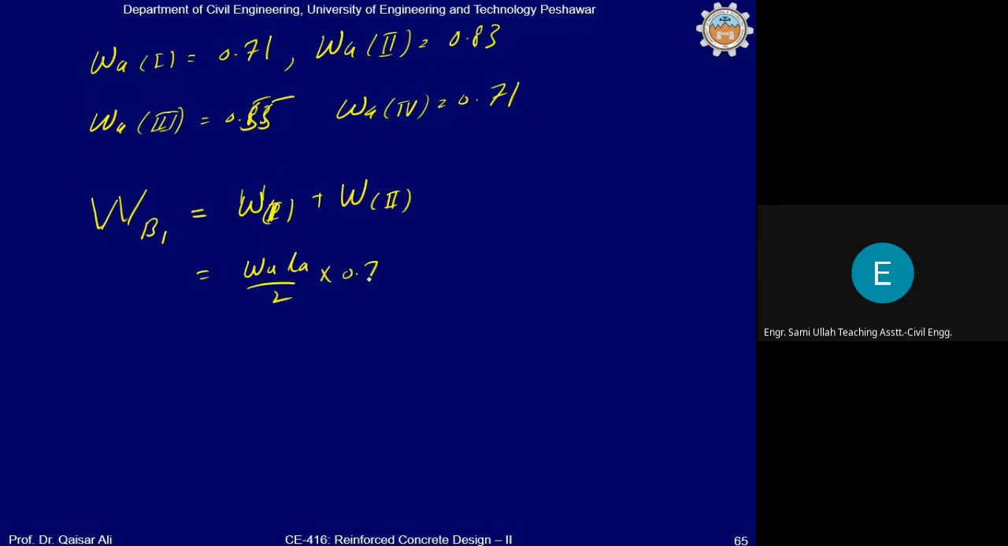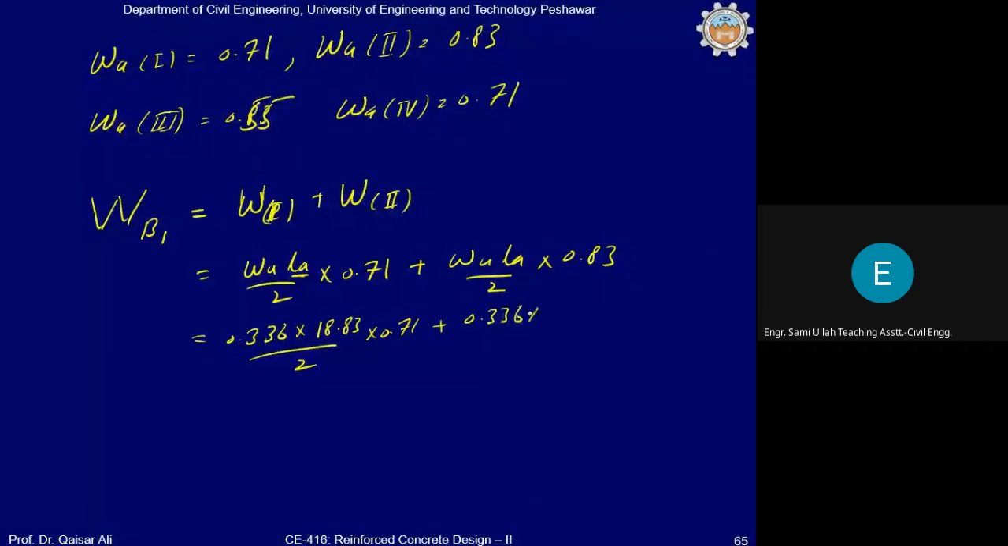So coefficient is 0.71. Correct? Plus WU LA by 2 multiplied by coefficient, which is 0.83. तो इसकी वैल्यू जरा पुट करें. 0.336, LA is how much? 18.83 divided by 2 multiplied by 0.71 plus 0.336 multiplied by 18.83 divided by 2 multiplied by 0.83. तो ये जरा वैल्यू कैलकुलेट करें शाबाश.